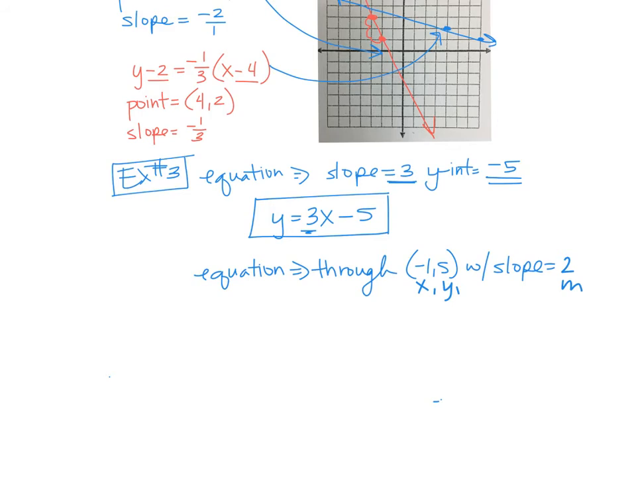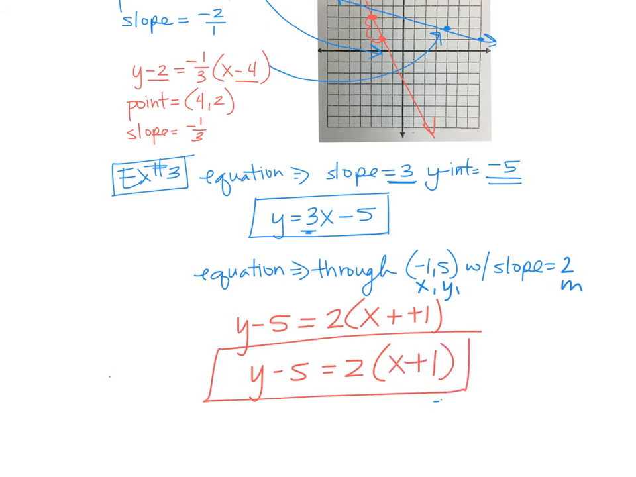So it would be what? Y plus or minus? Minus what? 5. Right. So you're going to do y minus your y value. So y minus 5. And then your slope is 2. And then x plus or minus? Plus because it's minus a negative, right? So if it's minus a negative 1, then it's actually going to become plus a positive. So your most simple version of that is y minus 5 equals 2 times x plus 1. Okay? Questions on that? Okay.